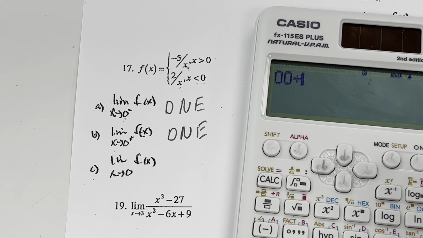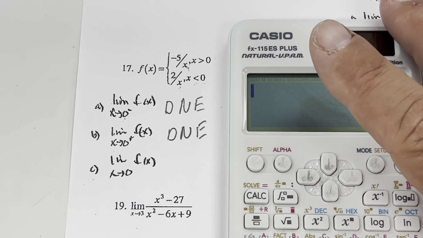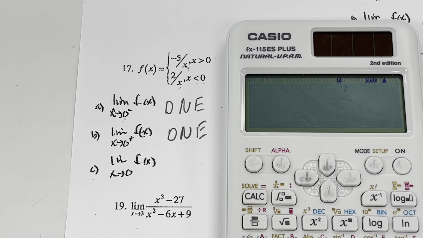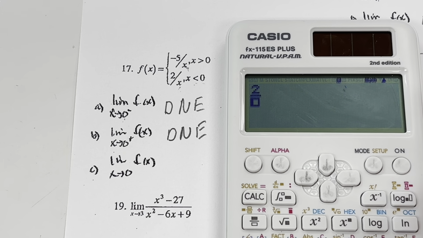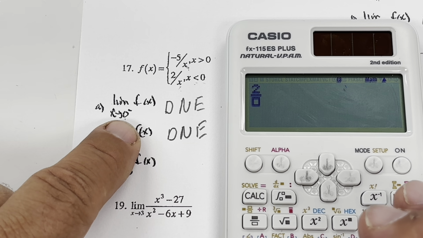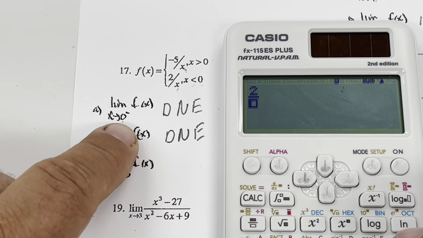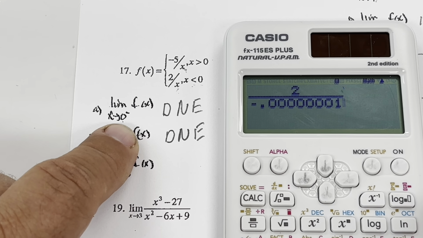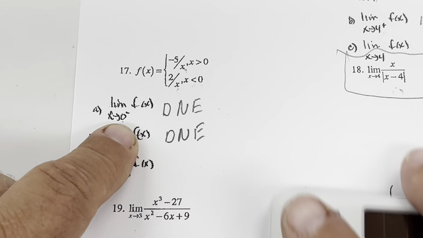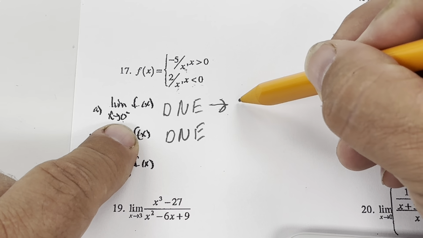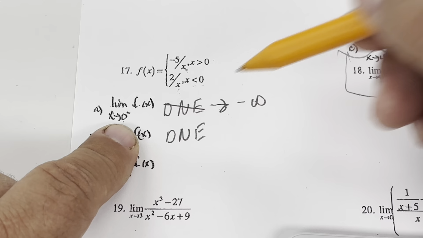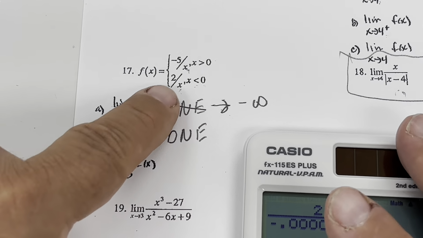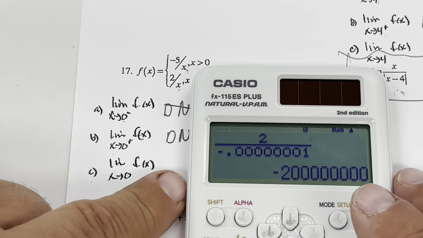I want to use the calculator. So to the left of 0, that would be 2 over something really close to 0, to the left of 0. So that would be negative 0.000001. Really close, but on the left of 0. Negative 2,000. So that would actually be negative infinity, not DNE. Negative infinity, not DNE.